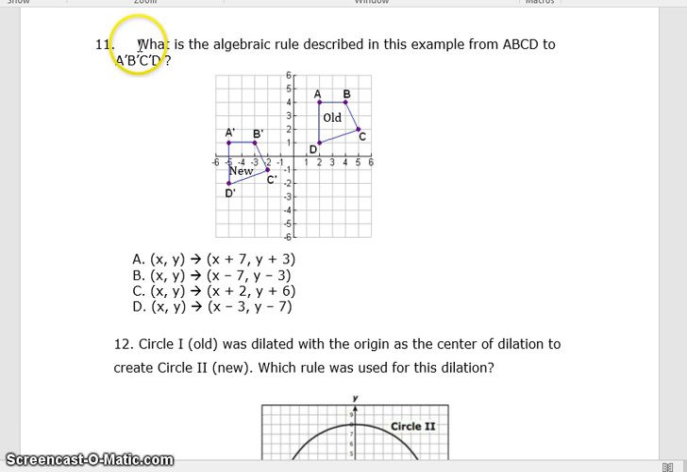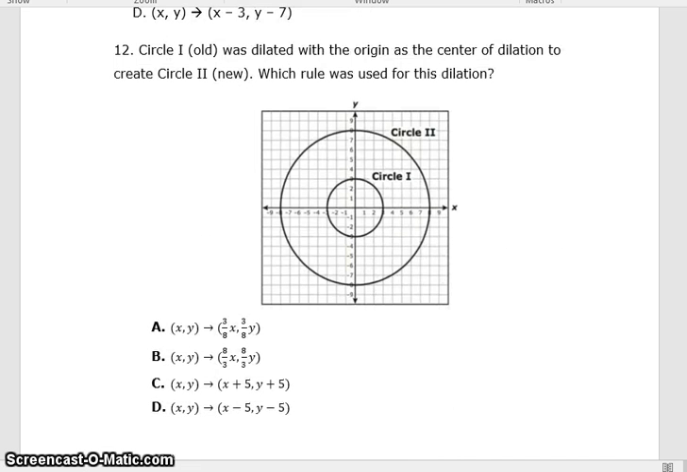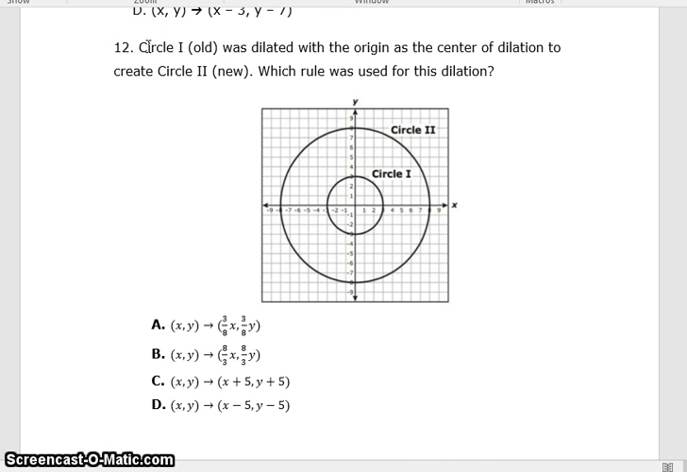Number 11. What is the algebraic rule described in this example from ABCD to ABCD prime? ABCD, ABCD prime. What is the rule to get from there to there? Number 12. Circle 1, which is the old, was dilated with the center of dilation to create circle 2, the new. Which rule was used for this dilation? What is the rule for the dilation?